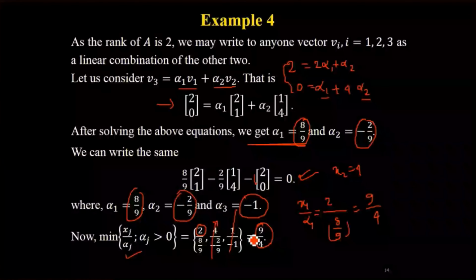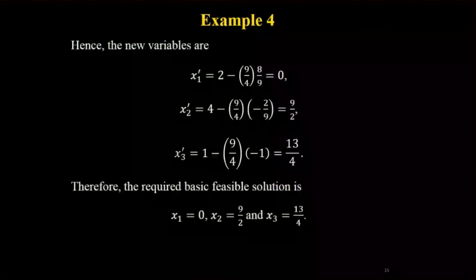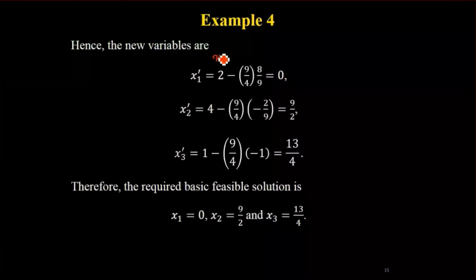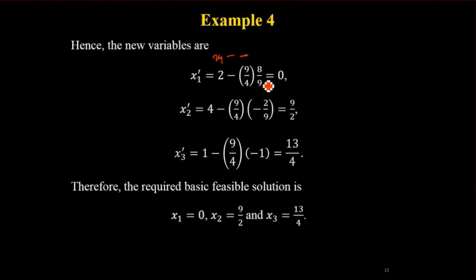So if we are getting 9 by 4 as the factor, that factor will be multiplied. Okay, so x1 dash will be what? x1 minus that factor into 8 by 9, alpha 1, equal to 0. Then x2 dash will be x2 minus that factor into alpha 2, which we are solving as 9 by 2. Then x3 dash will be x3 minus that factor 9 by 4 into alpha 3. If you do that, you are getting the value 13 by 4. So these three values will give the solution: the first one is 0, the second one is 9 by 2, the third one is 13 by 4.